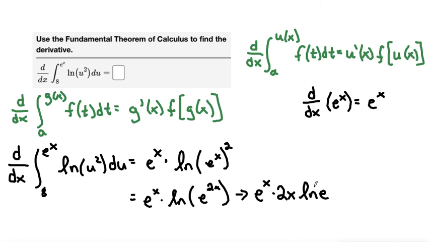And the next rule is that the natural log of e is equal to 1. So that part is going to go to 1. And we're left with just e to the x times 2x. But I'm going to put the 2x in front because I think it just makes it easier to look at. 2x e to the x. And that would be my final answer.